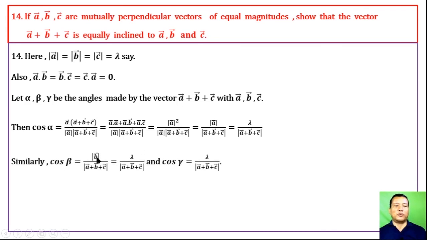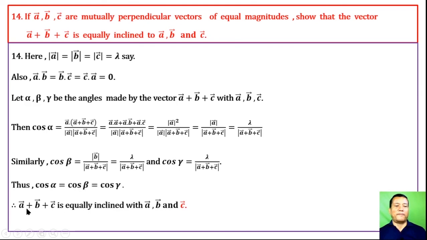Similarly, cos beta is magnitude of B by magnitude of A plus B plus C, which is lambda by magnitude of A plus B plus C. Cos gamma is lambda by magnitude of vector A plus vector B plus vector C. Thus cos alpha equal to cos beta equal to cos gamma. Therefore A plus B plus C is equally inclined with vector A, vector B and vector C.